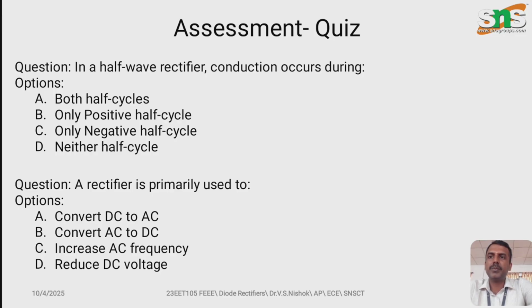Coming to the assessment part, in the half wave rectifier, conduction occurs during only the positive half cycle is the right answer. A rectifier is primarily used to convert AC signal to DC signal. If you are converting DC to AC, that is called an inverter, that is a different part. So the right answer is option B.